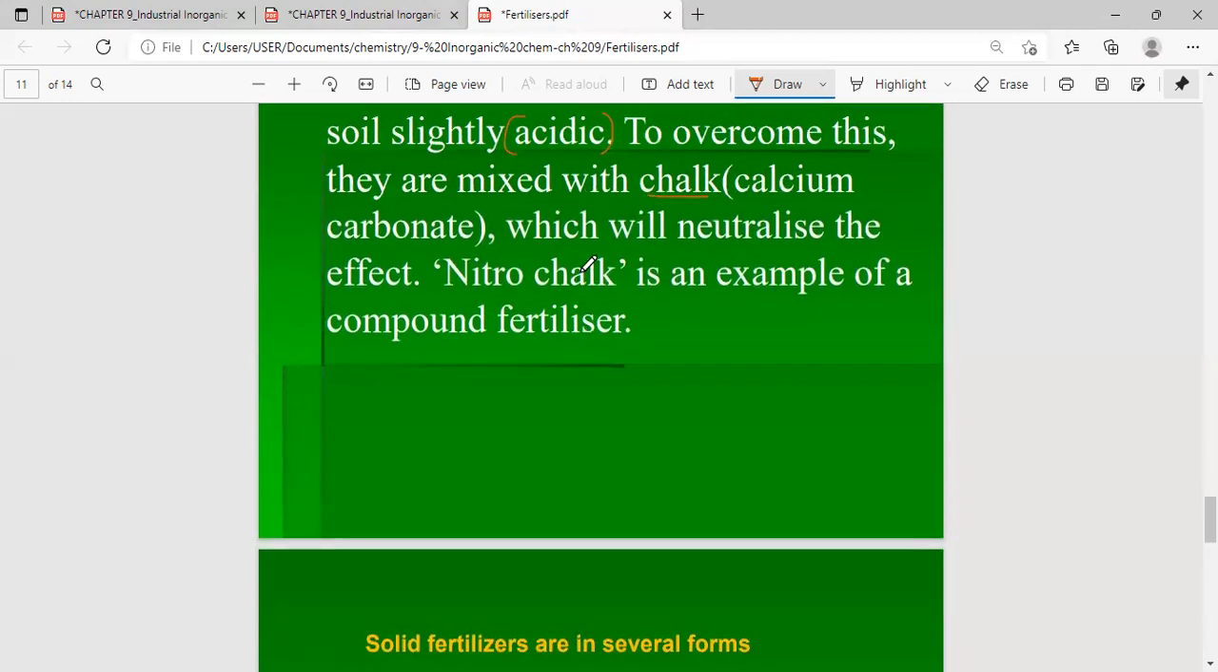When you learned about acids, bases and salts, you must have learned this equation: metal carbonate plus acid forms salt plus carbon dioxide plus water. So when the fertilizer makes the soil acidic, the presence of the calcium carbonate will neutralize the acidity. So that is one way the negative effect of these fertilizers is overcome.